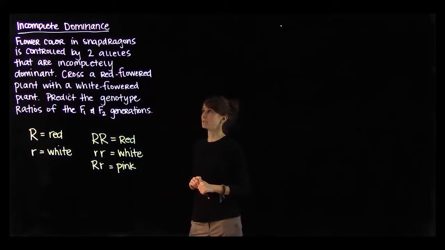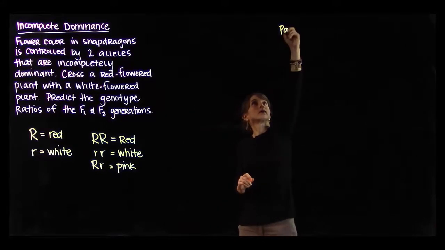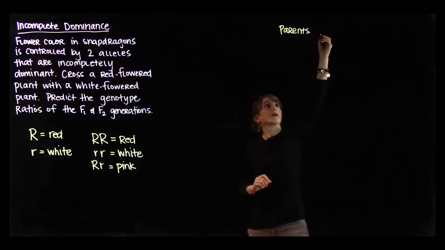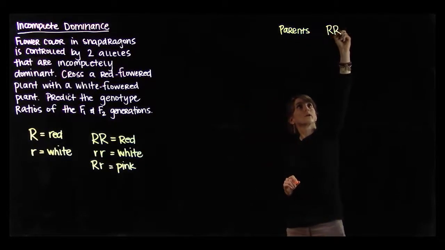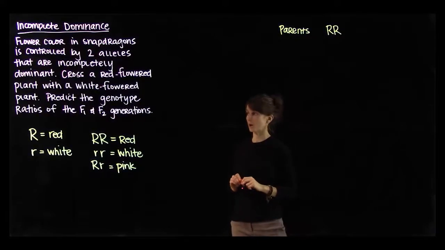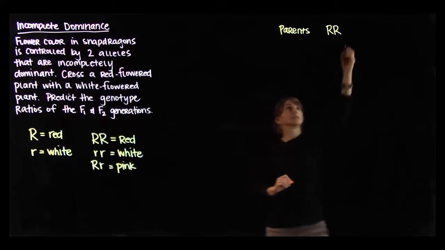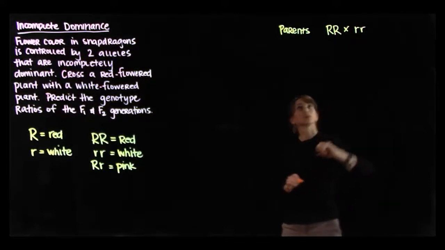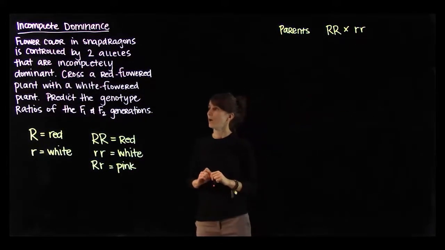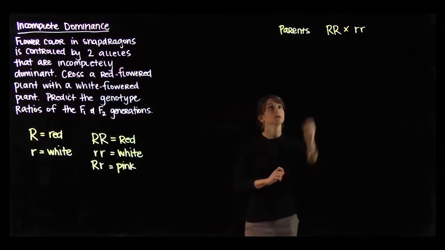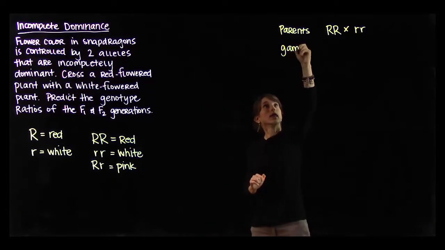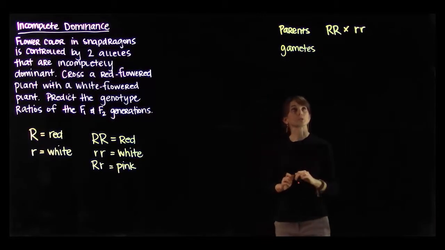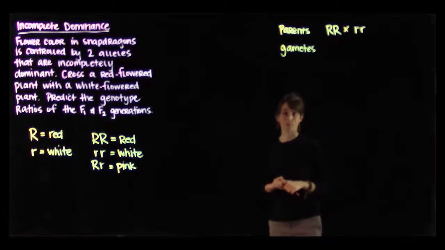Now that our notation is defined, let's go back to our sample problem. Cross a red flowered plant with a white flowered plant. So our parents, we have a red flowered plant, and there's only one option. That genotype must be big R, big R, and our white flowered plant will be little r, little r. Before we can make the Punnett square, we need the gametes produced by each plant, and there's only one option for both plants.